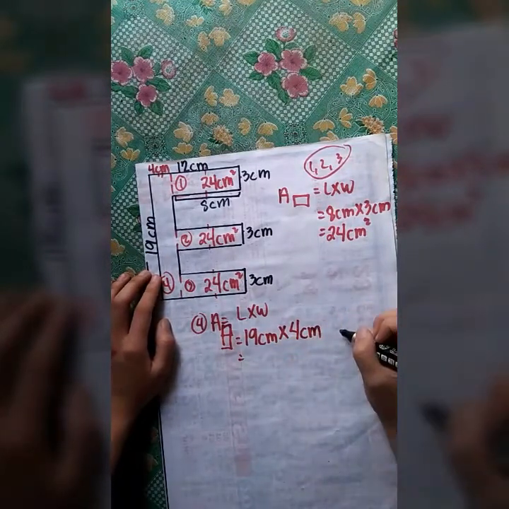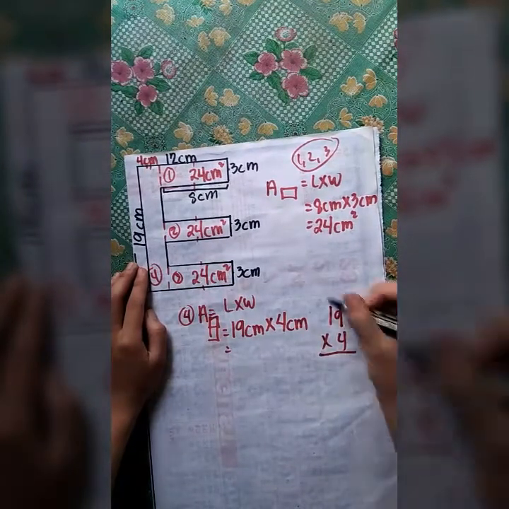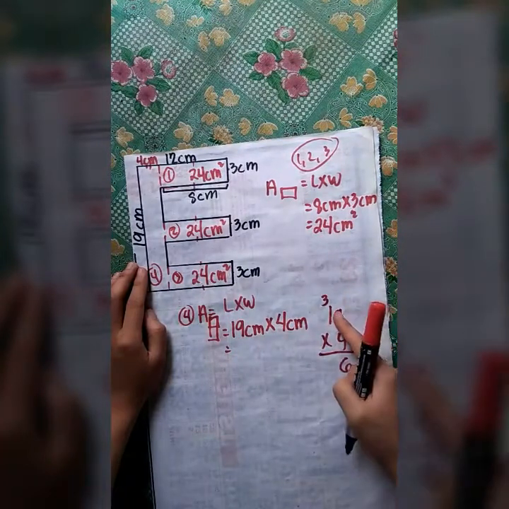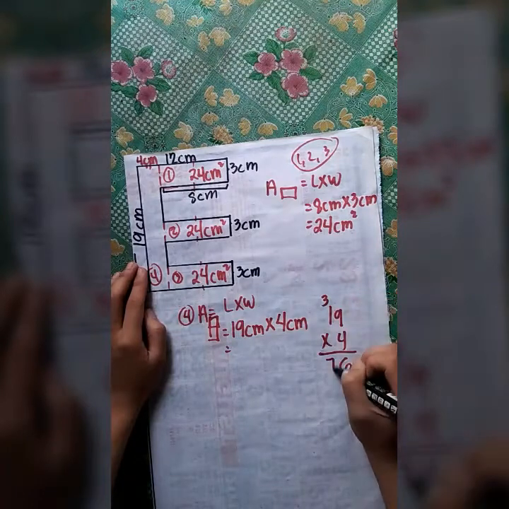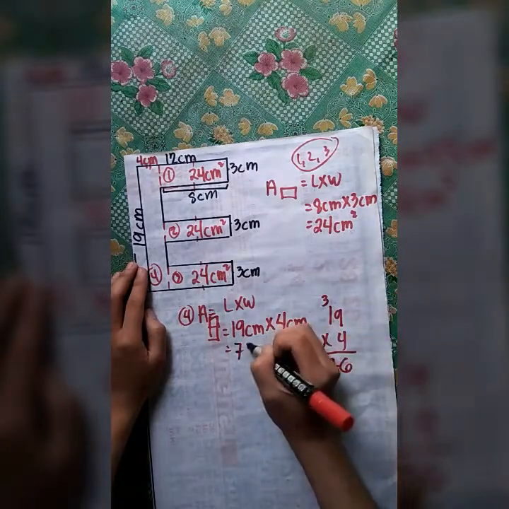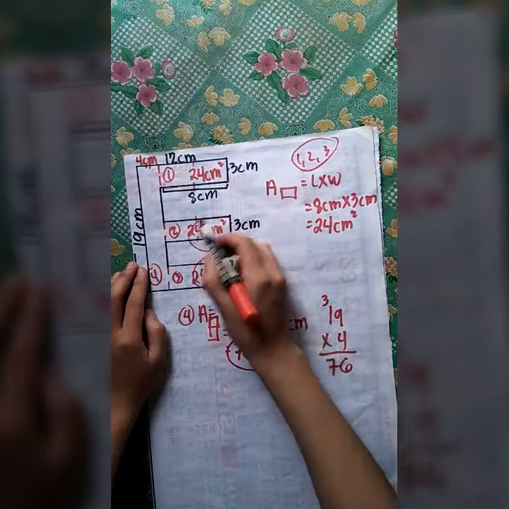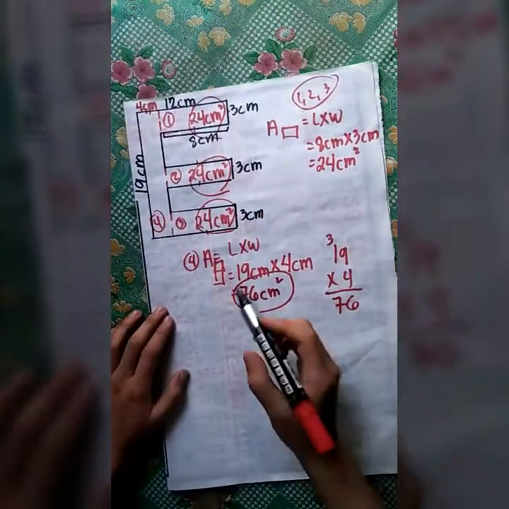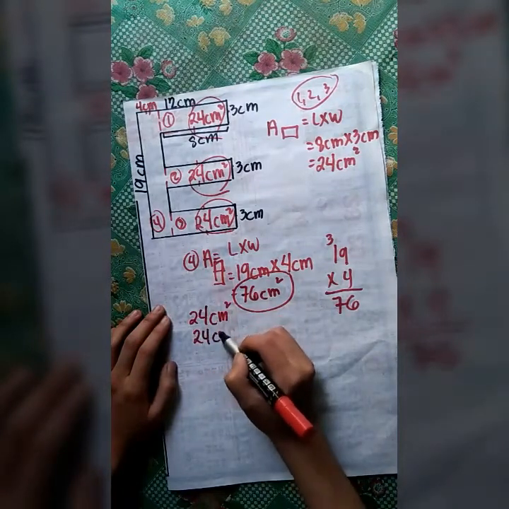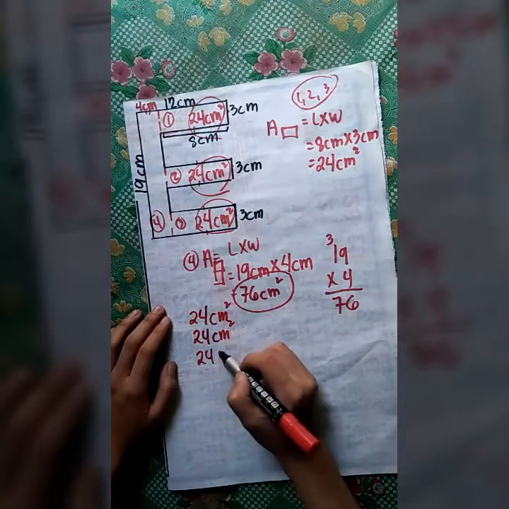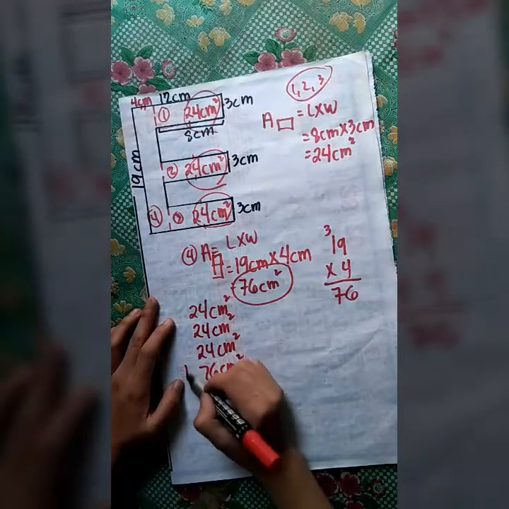19 times 4, no using of calculator, solve it manually. 19 times 4, 4 times 9, that is 36. 4 times 1 is 4, plus 3, don't forget to add, plus 3, that's 7. Therefore, 19 times 4 is 76 centimeter squared. Lastly, all we have to do is to add this all. Okay. So that's 24 centimeters squared plus 24 centimeters squared plus 24 centimeters squared plus 76 centimeters squared.